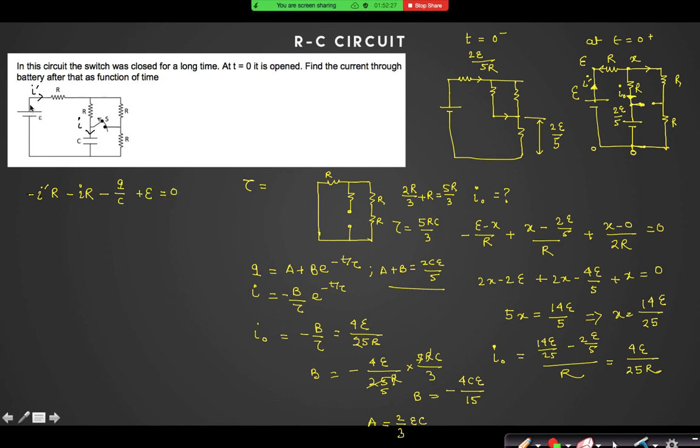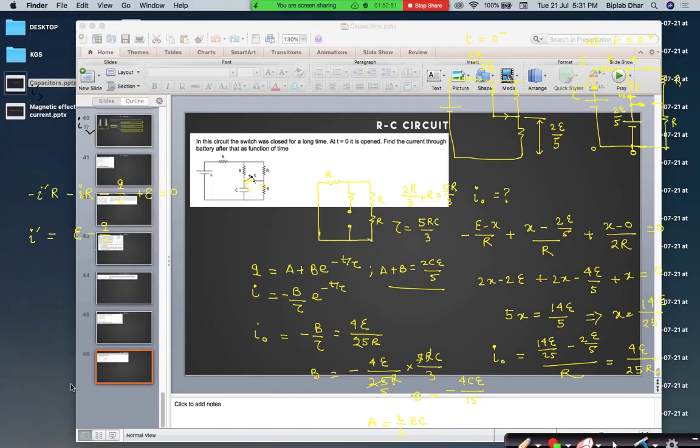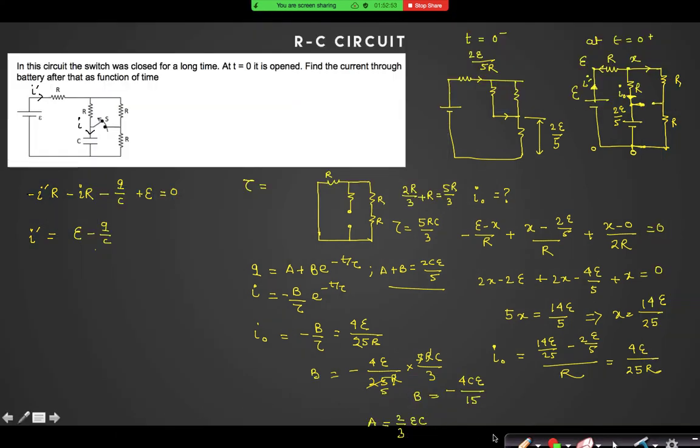Can I use this equation in this loop? KVL. Yes, sir. KVL equation. And I know all the values except I prime. I can find I prime directly from this equation. So what is I prime? I prime is equal to E minus Q by C divided by R, and minus I. Yes or no? Yes, sir. So this is E by R minus Q by CR, right?